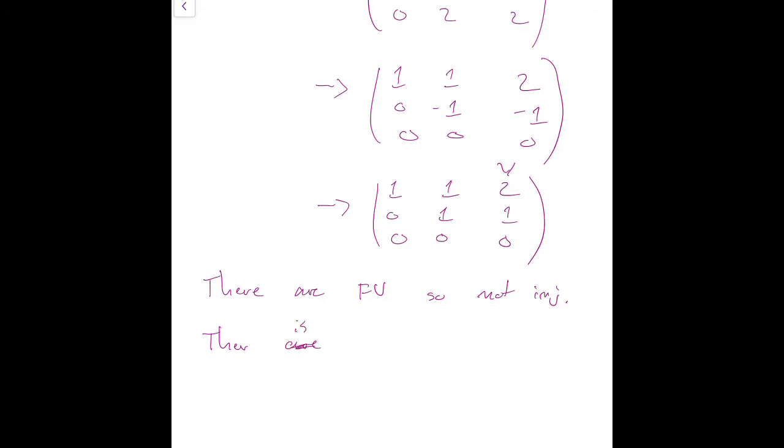There is, I guess I should say, there is a free variable and there is a row of zeros. So not surjective. Okay, so there is a free variable, there's a row of zeros, so it is not injective and it's not surjective. Okay, so if you have a transformation going from Rn to Rn, so the domain and the codomain are the same, either it's going to be injective and surjective, or it's going to be neither one of those.